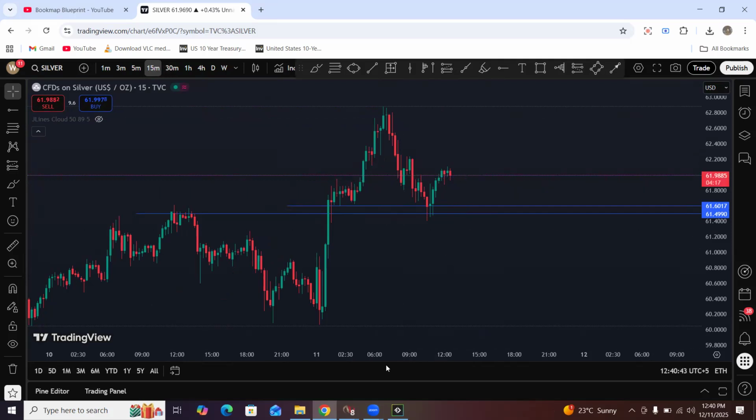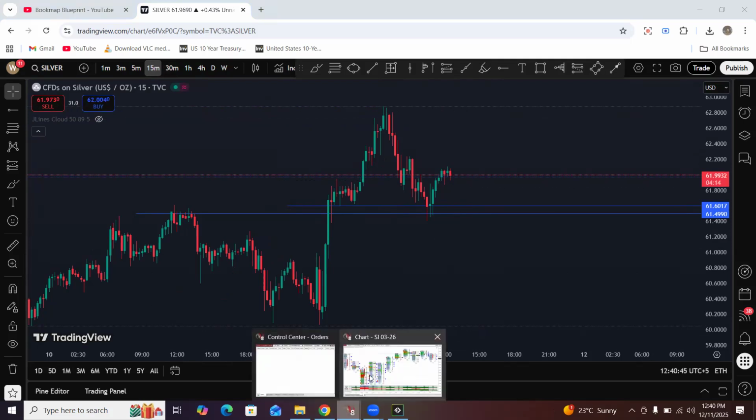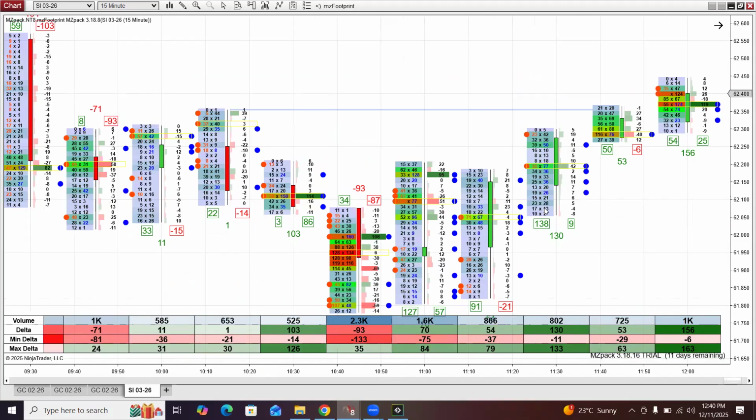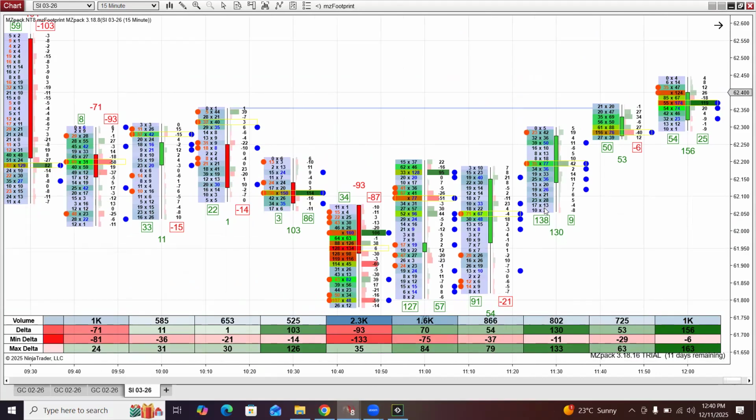If we look at the footprint, then what is happening inside the footprint? Now, let me tell you one thing. If you can't identify levels and your technicals are not good, order flow won't work for you. Order flow will only work when you know how to exit, you know the direction, you know everything, then it works.